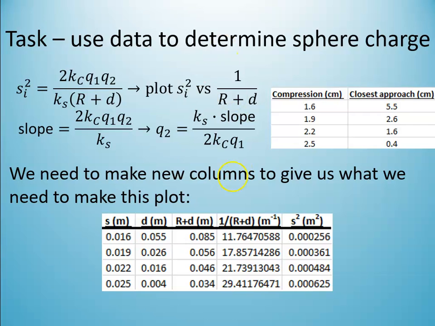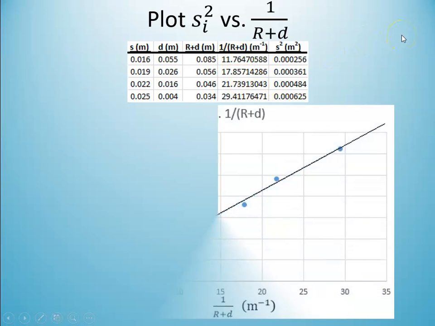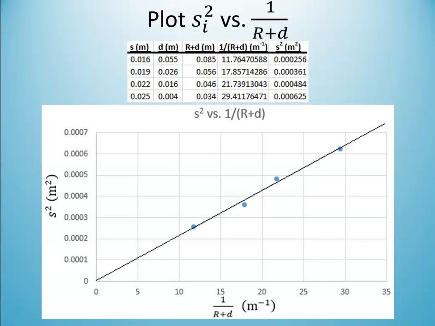So now I also need to remember this is s right here. I need a column for s squared. So I made a column for s squared right here as well. Notice that I've converted everything into SI units as well. That is meters, inverse meters, etc. So there's my column, or my set of columns. So remember I'm graphing s squared versus 1 over R plus d. After doing that, this is what I got when I plotted these points in Excel.